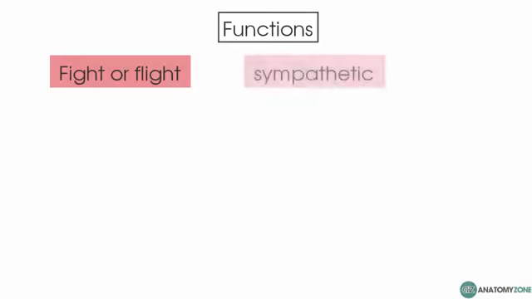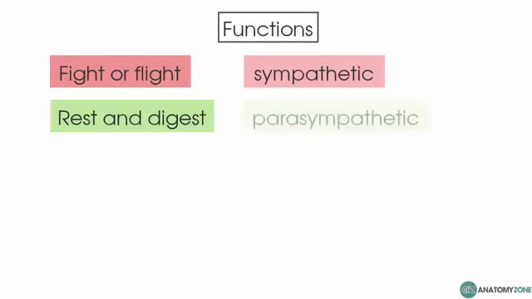So in terms of the functions of the parasympathetic and sympathetic nervous system, it's useful to think in terms of fight or flight for the sympathetic and rest and digest for the parasympathetic. These mnemonics are quite broad, but they do give you an idea of the function of these two different divisions. So if you imagine the fight or flight response engaged in a caveman who's running away from the lion.